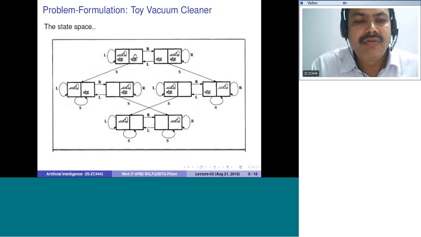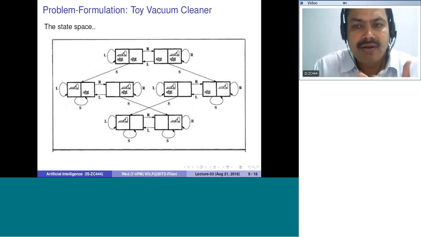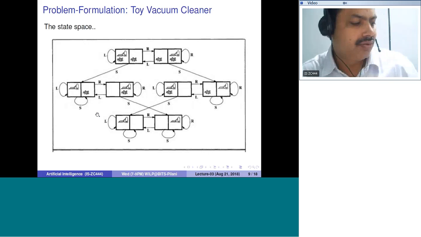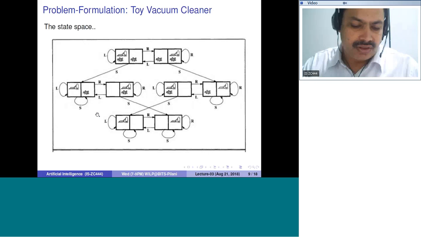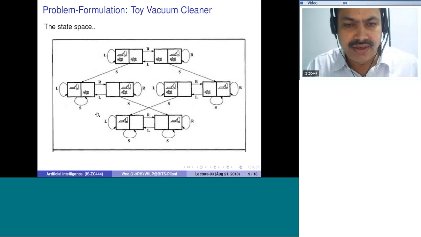Then from here, if you suck, what would happen? Here there would be no dirt, and then you are in the next state. Okay. So if you take left, you are not going to be there. If you suck, nothing is going to happen. If you take right, you come here. And here if you take left, nothing is going to happen. Sorry, right, nothing is going to happen. Left, you go there. So similarly, you can see that you can build this thing. Although I have built it over here, I suggest that you go and try to develop all these models by yourself. That would be very interesting to see.